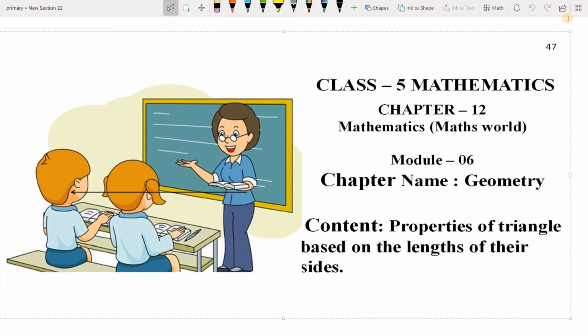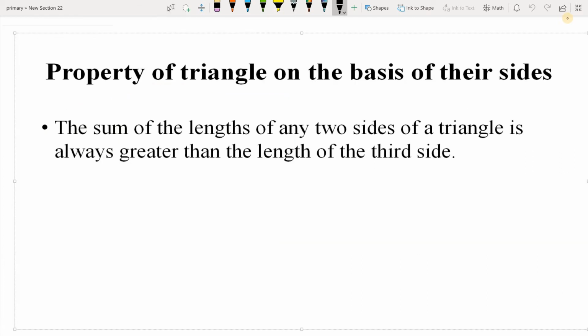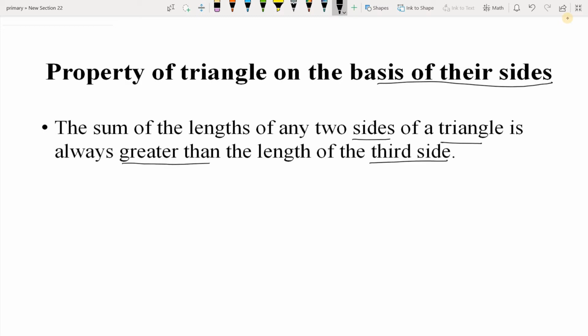So let us start. What is the property of a triangle on the basis of their sides? The sum of the lengths of any two sides of a triangle is always greater than the length of the third side. Let us understand it with the help of some examples.